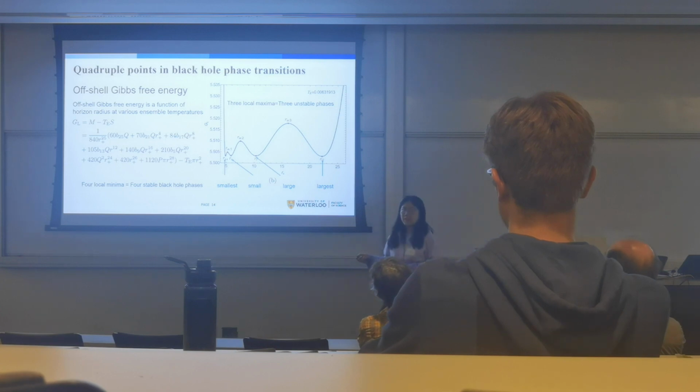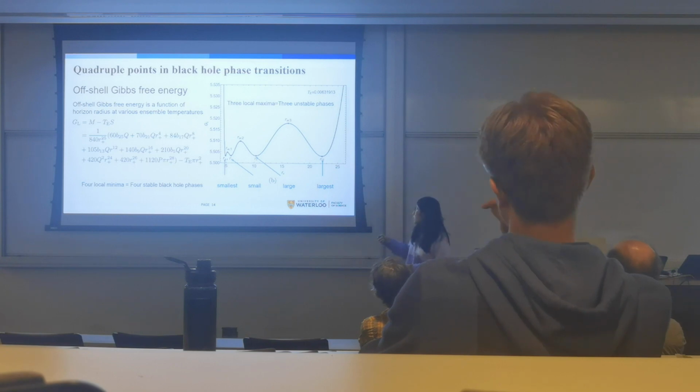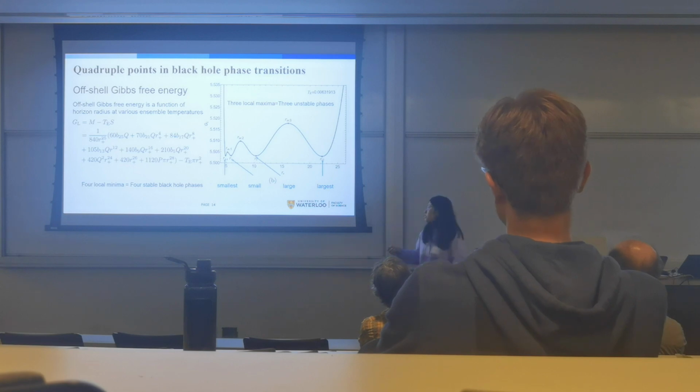To understand the dynamics of the black hole phase transition process, we need to introduce the off-shell Gibbs free energy. The off-shell Gibbs free energy is a function of the horizon radius at various ensemble temperatures. So instead of using the Hawking temperature here, we need to introduce the ensemble temperature. And so this is the off-shell Gibbs free energy. By plotting the off-shell Gibbs free energy versus the horizon radius, we can get this diagram. In this diagram, there are 4 local minima corresponding to 4 stable black hole phases, and there are also 3 local maxima corresponding to 3 unstable phases, and all the other points on this curve are called the transient states during the black hole phase transition processes.